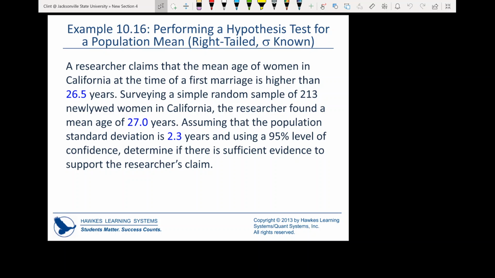Okay, let's look at an example. On this one, we're going to go all the way through from start to finish and do the whole hypothesis test for this one. So let's check it out.